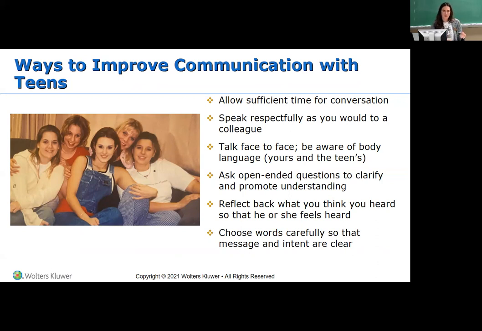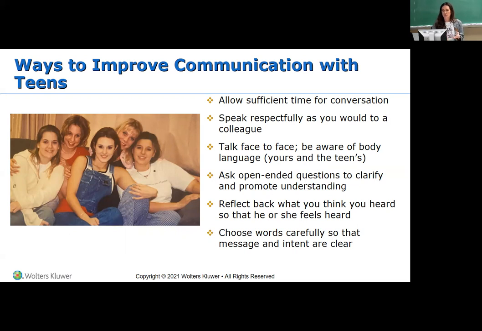So some of the things that we can do and we can educate parents on is we need to allow sufficient time for conversations. So that's like planning out at least a half an hour where it's just you and the teenager sitting down and having a conversation. Okay, so take time to talk. Don't just think that a 5-minute conversation is going to be highly philosophical, and you're going to be able to pull all this information out from your teen. So allow time for that.